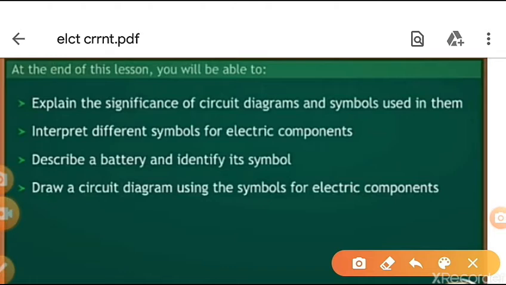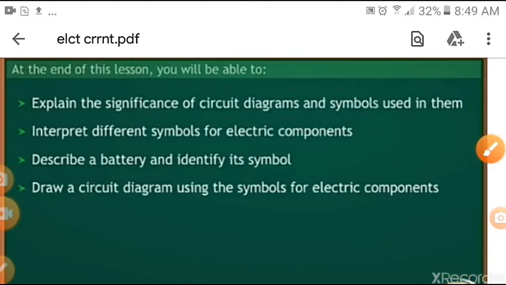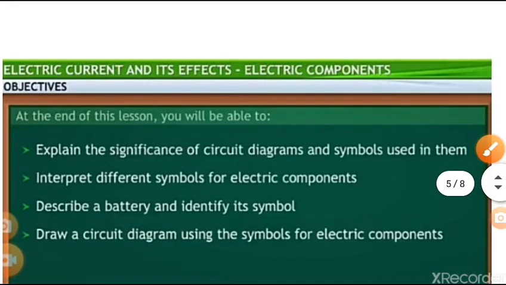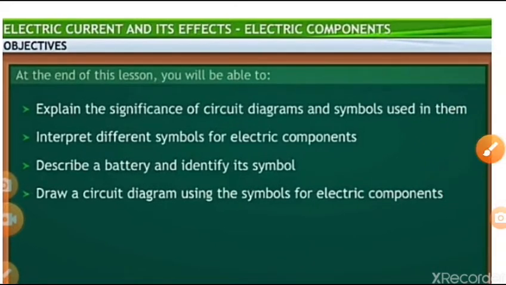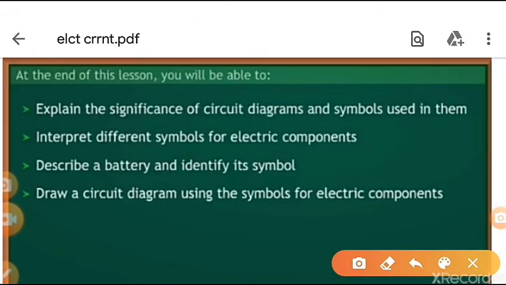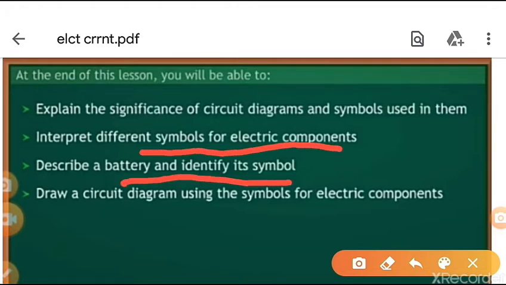Today we are going to discuss the new chapter 14 of the grade 7th book, that is Electric Current and its Effects. So in today's lesson we will learn about different symbols of electric components, the battery and its symbol, and how to start drawing a circuit diagram by using different symbols. And this topic we will do in tomorrow's lesson.